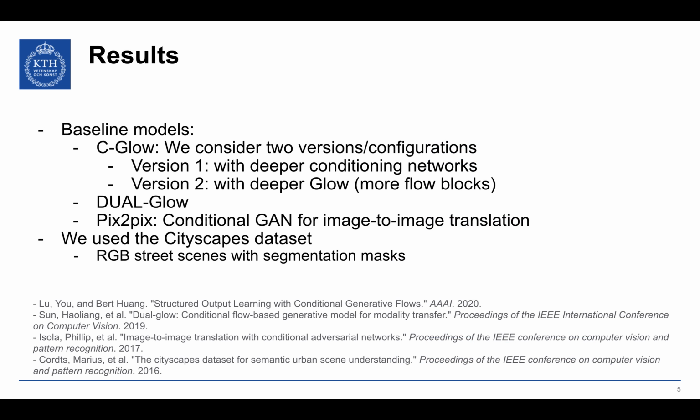In order to compare the performance of the model against previous models, we consider two versions of CGLOW for a fair comparison, one with deeper conditioning networks and one with deeper GLOW. We also compared the performance of the model against dual GLOW and Pix2Pix, which is a famous GAN-based model for image-to-image translation. And we did the experiments on the Cityscapes dataset, which is a popular dataset with natural street scene images.